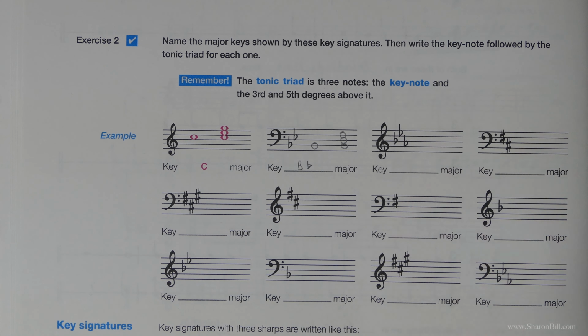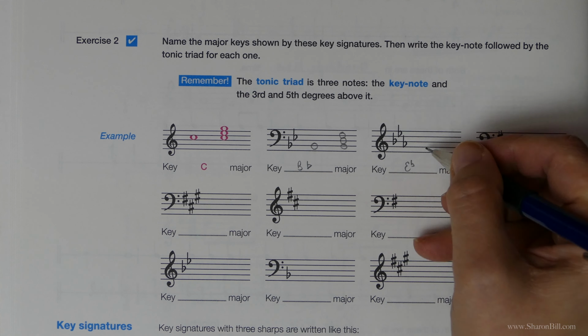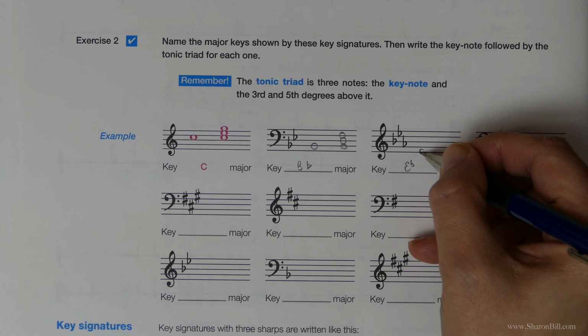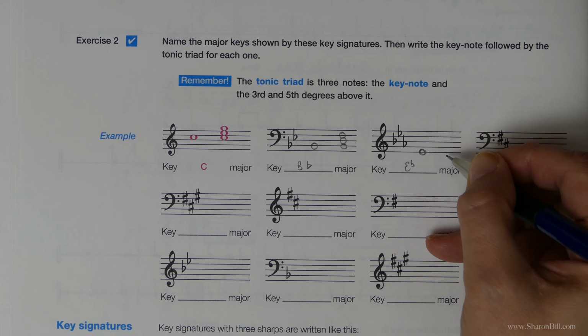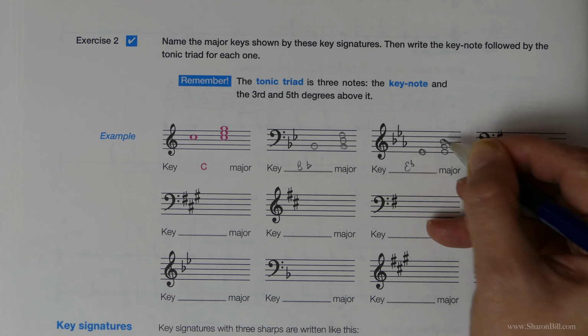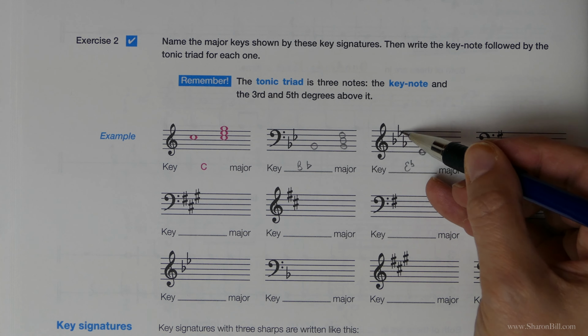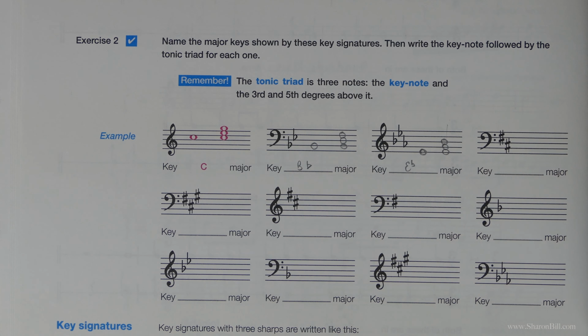So 3 flats gives us our new key signature of E flat major. We're in the treble clef. Our key note is E flat, and then the first, the third, and the fifth is E flat, G, B flat, because the key signature B flat, E flat, A flat takes care of all of those flats we need.